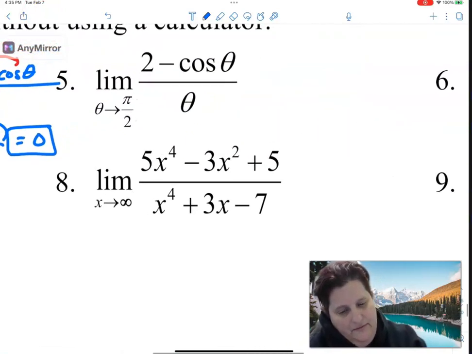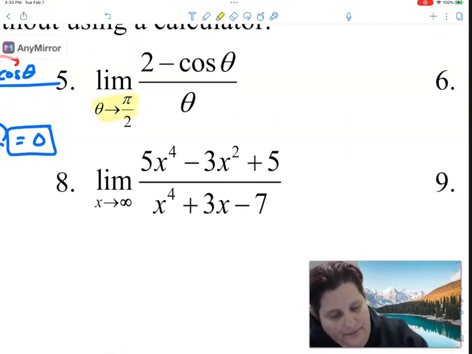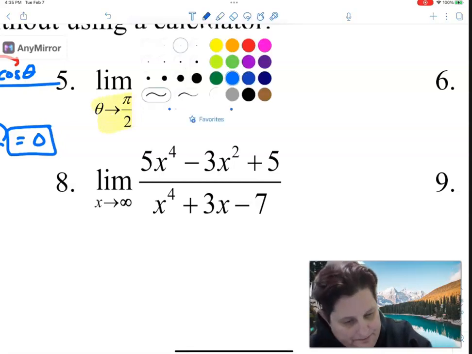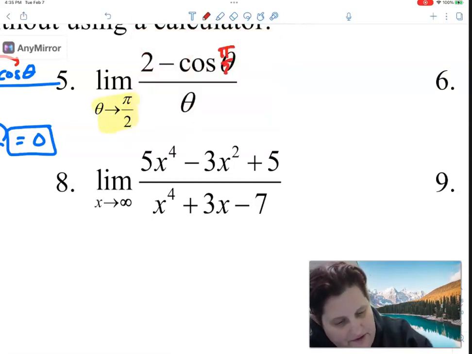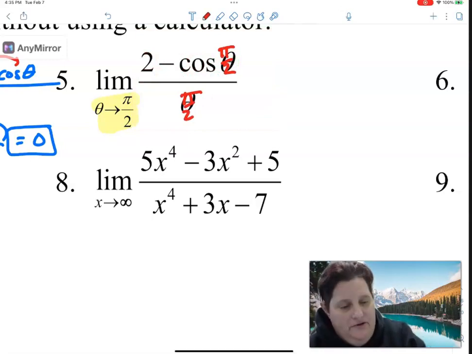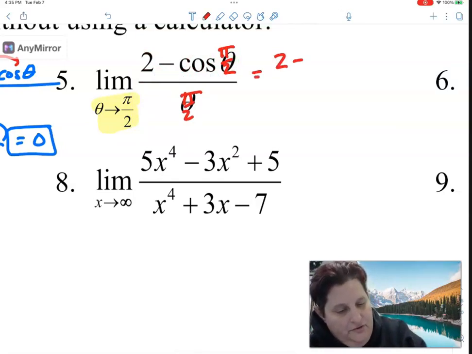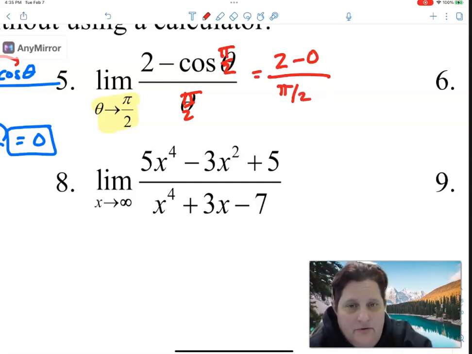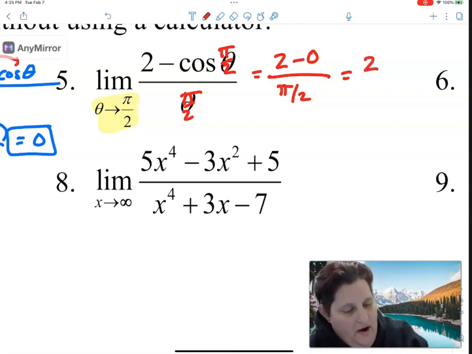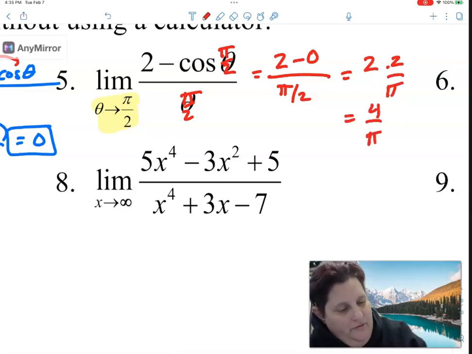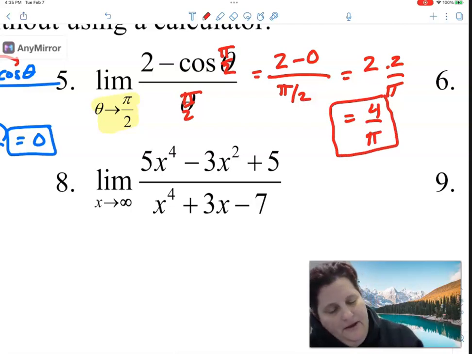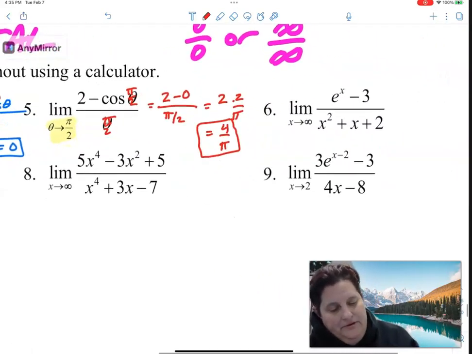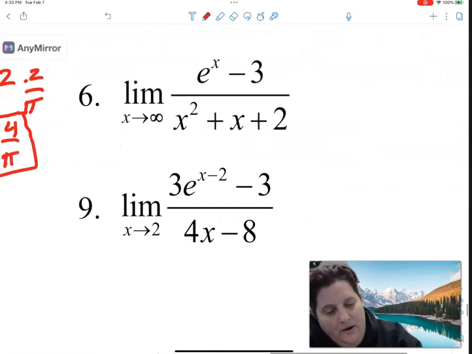Okay, let's go ahead and look at number 5. When I plug in pi over 2, the cosine of pi over 2 is 0, so I end up getting 2 minus 0 over pi over 2. This is not a L'Hopital's question. This is a direct substitution question, right? So basically my answer is 2 over pi over 2, or if I multiply by the reciprocal, my answer could be 4 over pi. Okay, so that's okay. But that's not a L'Hopital's question. That's direct substitution. All right.